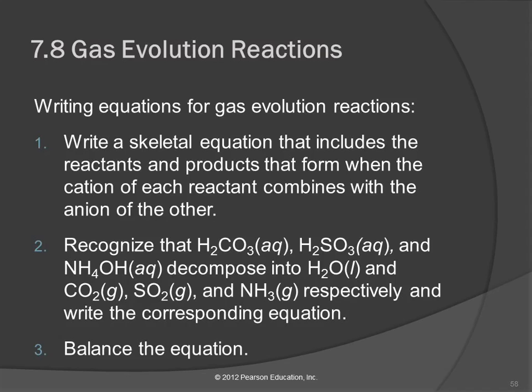So when we write equations for gas evolution reactions, we're going to write a skeletal equation, and we're going to look at the reactants and the products that form. How do we predict the products? We just do that double replacement. We swap partners. But then if we see one of these guys, H2CO3, H2SO3, NH4OH, we need to say, oh, wait a minute, we're not done. That's going to decompose into a gas. And so we have to just remember to do that and then balance the equation.